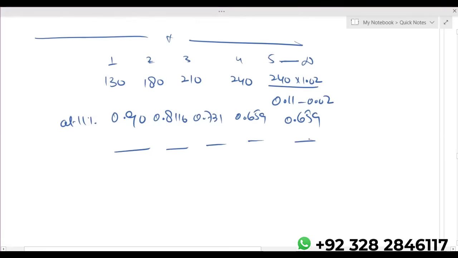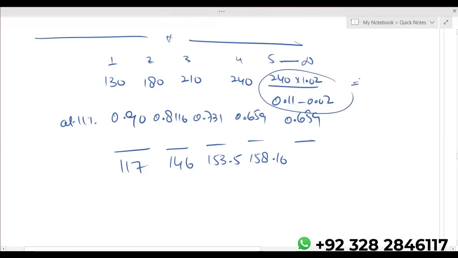So 130 into 0.901 gives 117, 180 into 0.812 gives 146, 210 into 0.731 gives 153.5, and 240 into 0.659 gives 158.16.